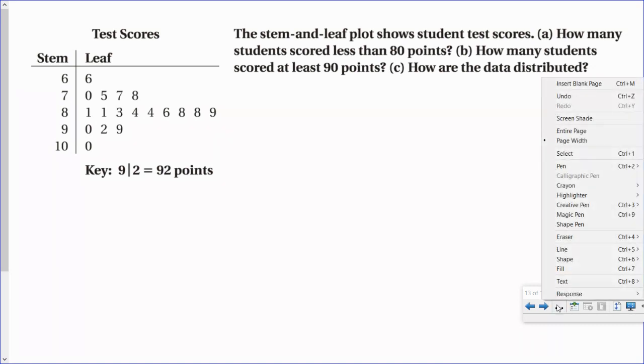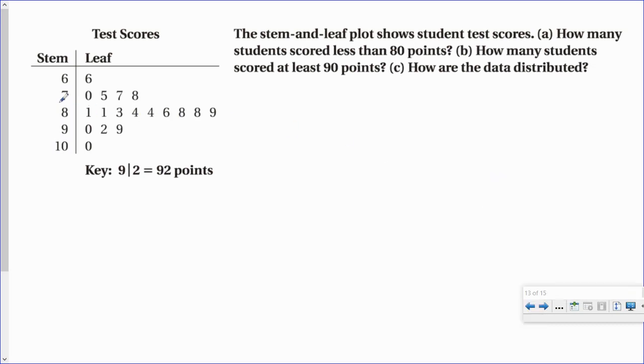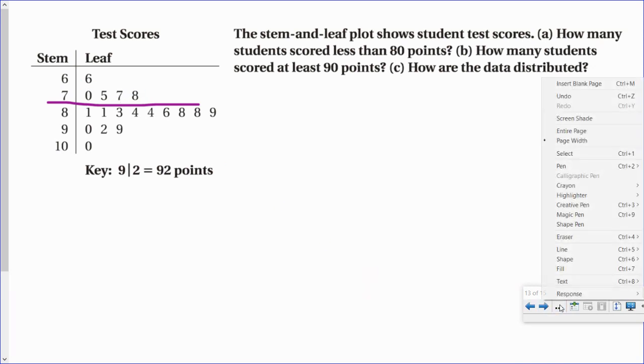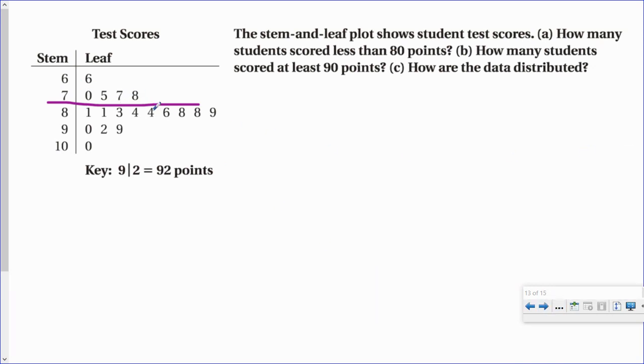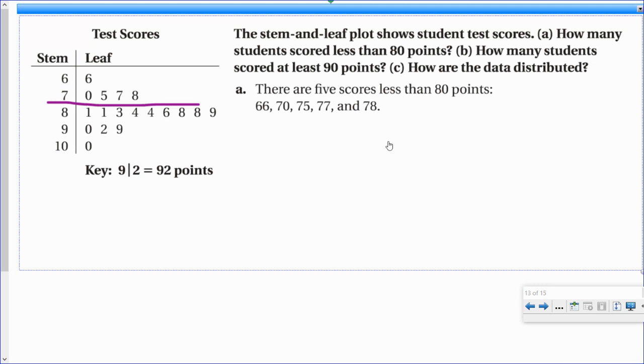Well, if I were to draw a line right here, all of the leaves up here above that line would be all of those that are less. So you would count up all of those leaves, each of those up, and see how many you would have. How many students scored less than 80 points? There's 5.